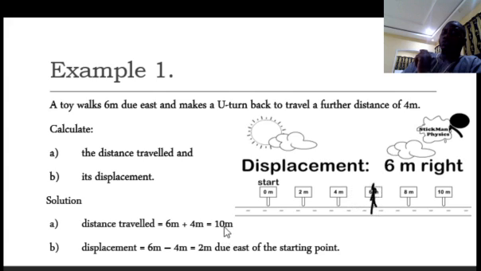This one is just 10 meter. The direction is not mentioned, but this one is saying 6 minus 4, giving you 2 meter due east of the starting point. So you can see that this value carries a magnitude and direction. That is why displacement is a vector quantity, while distance is a scalar quantity. So we have this, the distance is usually longer than displacement.